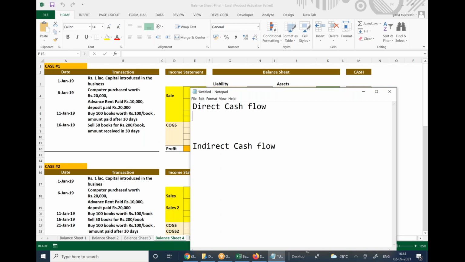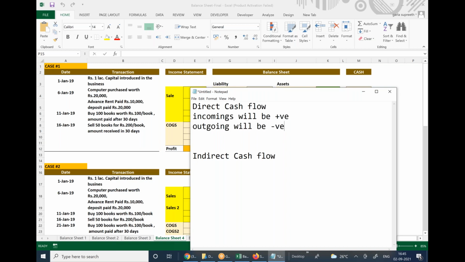What is direct cash flow? It's a very simple thing. All the incomings will be positive and all the outgoings, which you know already, will be negative. Means cash coming to the bank will be positive. Cash going out of the bank will be negative. So all the incomings and all the expenses will be recorded in the direct cash flow. Indirect is not so simple.